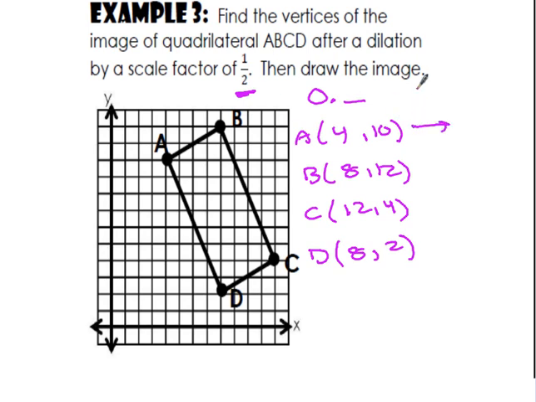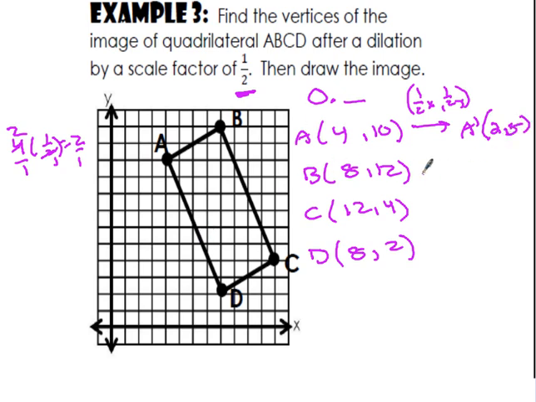So it's going to be 1/2 x and 1/2 y. Well, the nice part about 1/2 is I'm really just dividing by 2. But if I need to actually multiply by 1/2, I can actually do that off to the side. I could say, okay, well, 4 times 1/2. Let's see, these cross simplify, and I get 2 over 1. So this is 2. Okay, 10 times 1/2 is going to be 5.